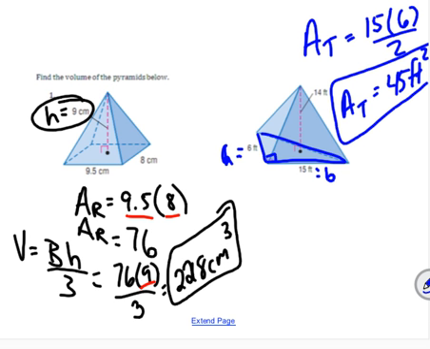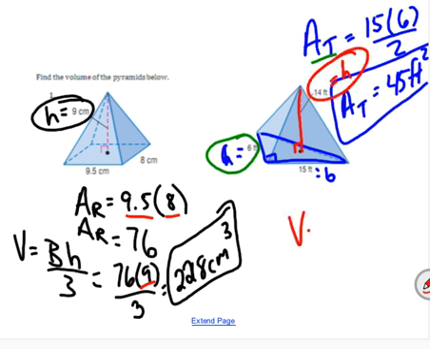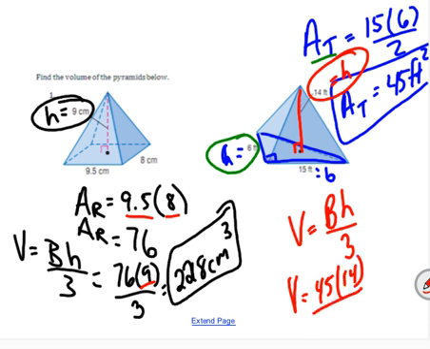Now remember, this height here is a two-dimensional thing, so we find the area of the triangle using that. When we add in this third dimension, this comes down, it's perpendicular. 14 is our height for three-dimensional figures. So volume equals base times height divided by 3. I would do volume equals 45 times 14 divided by 3, and I would get a grand total of 210 feet cubed.